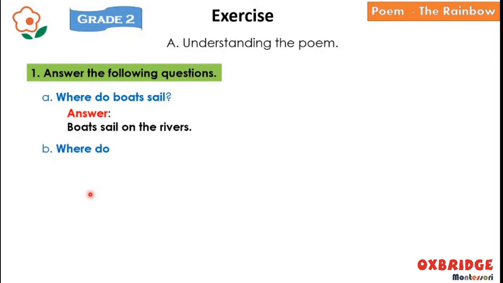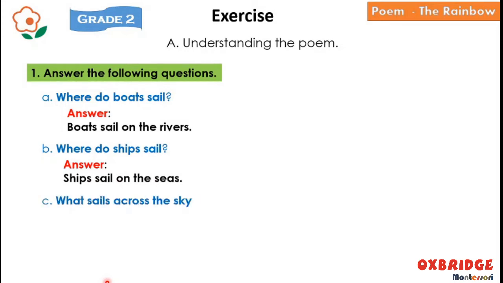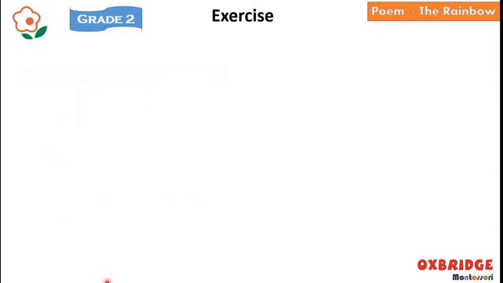Part B is where do ships sail? So where do ships sail? I know the answer. Ships sail on the seas. Part C. What sails across the sky? So the answer is cloud sails across the sky. Part D is what are the two prettiest things in the poem?